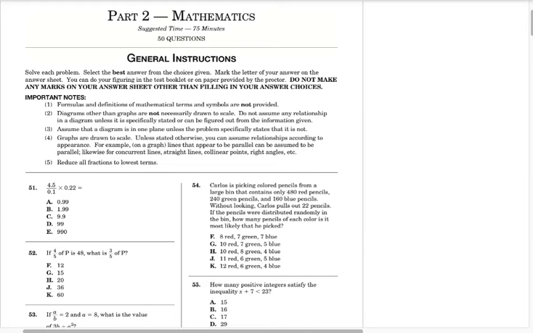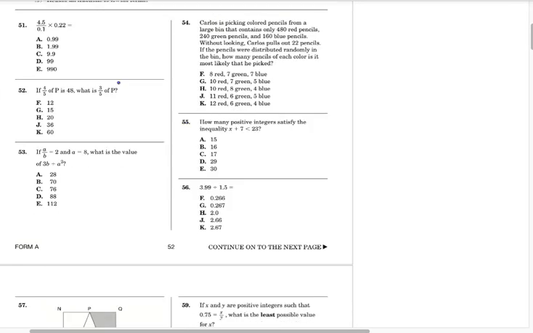All right, let's go ahead and get started. Number 51, we're going to do questions 51 through 60 today.